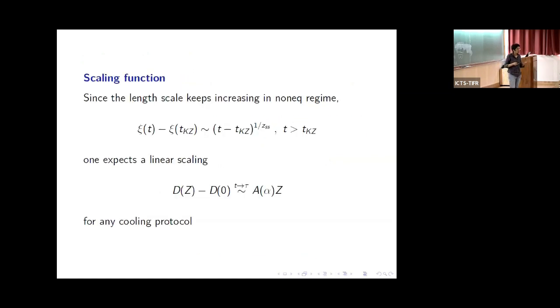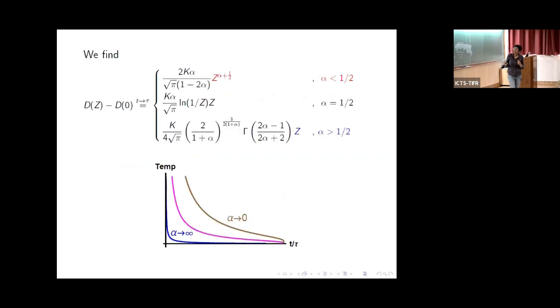Okay. What about the scaling function? If I assume that the correlation length or the domain length changes in this manner, this would say that the defect density will approach the final quench time through this linear scaling. But the detailed calculation shows that this expectation is correct provided this exponent alpha is large enough. Otherwise, there's a sublinear scaling.